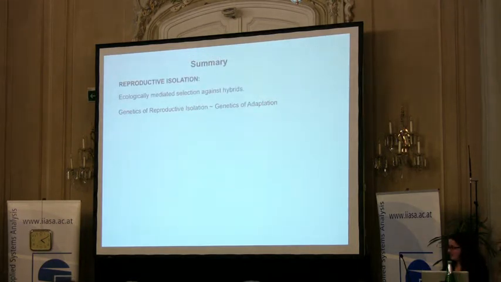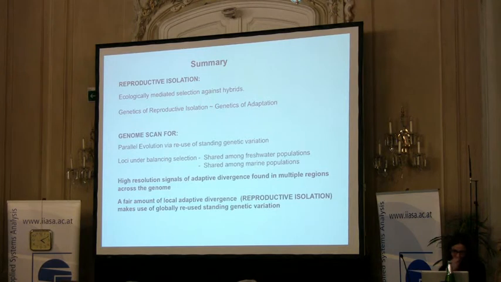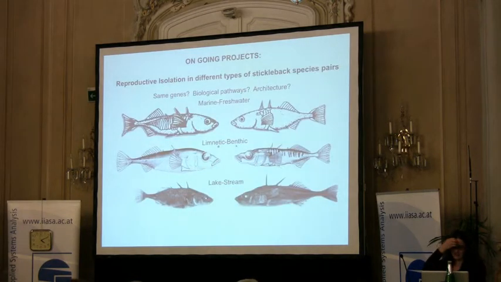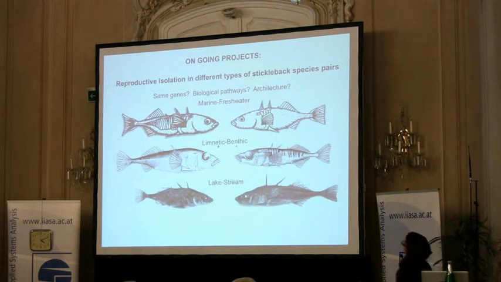I'm running way out of time, so I'm going to skip over a lot of this, just to say that I've told you about the ecologically mediated selection against hybrids, and how we can infer that the genetic basis of some of this is actually parallel. And I'll finish by saying that we're expanding this hugely. We're now doing resequencing on multiple different types of stickleback species pairs, and we're excited to understand whether the genetics of reproductive isolation between marine and freshwater fish is the same as between limnetic and benthic fish, or lake or stream fish.